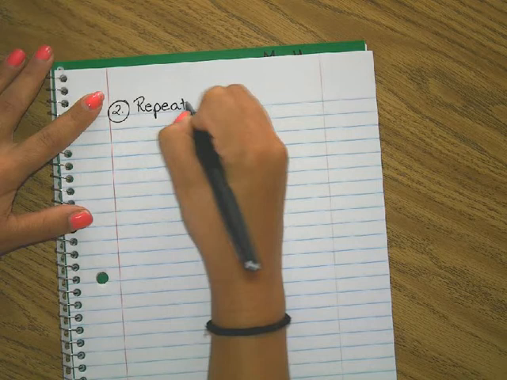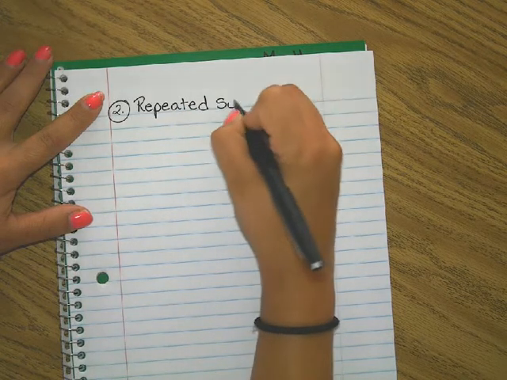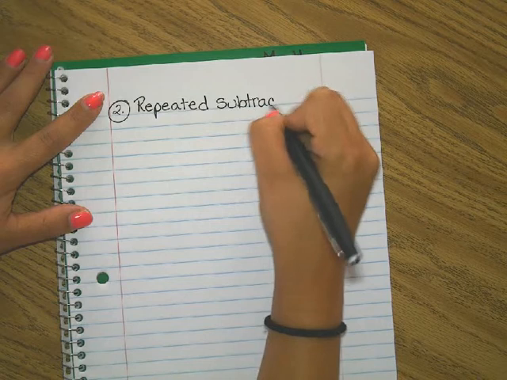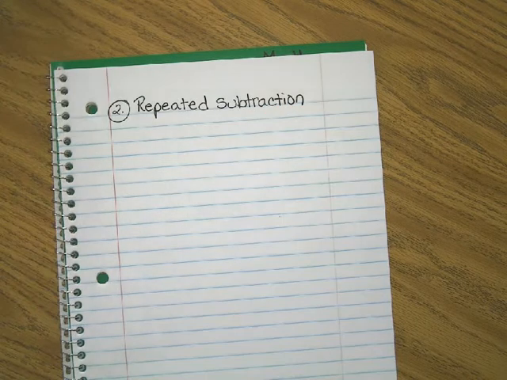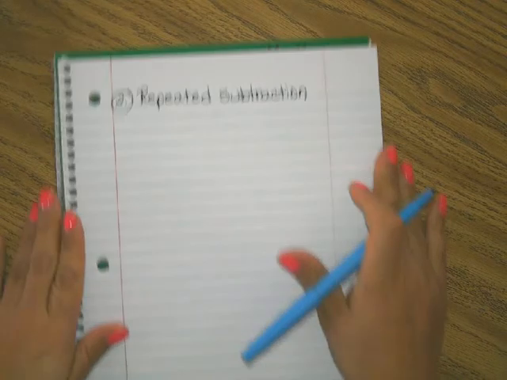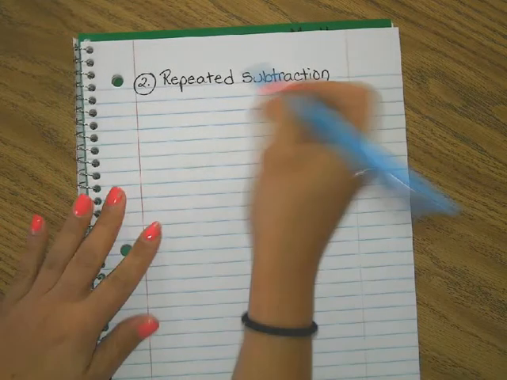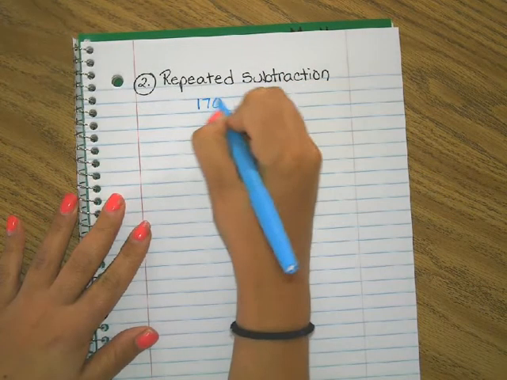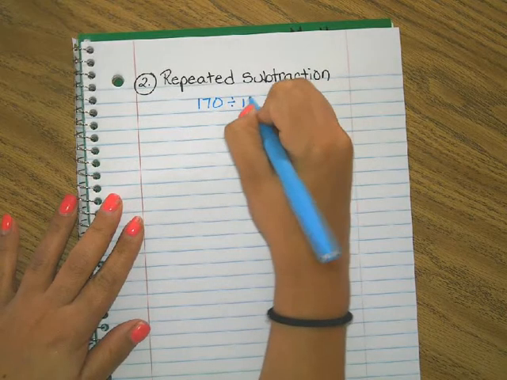As I was grading your homework last night, I saw quite a few people who used this strategy, but you might not have known the name of it. Okay? So I call it repeated subtraction. Alright, so we're going to use our same example that we used yesterday, which was 170 divided by 15 equals. So step 1, you're going to rewrite the problem.